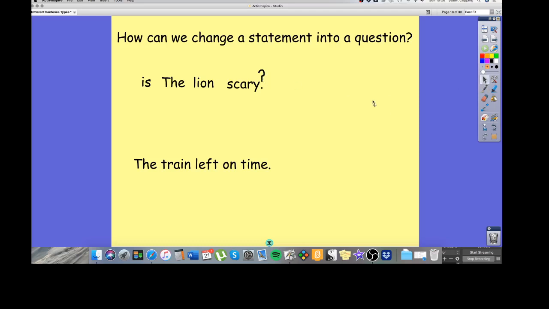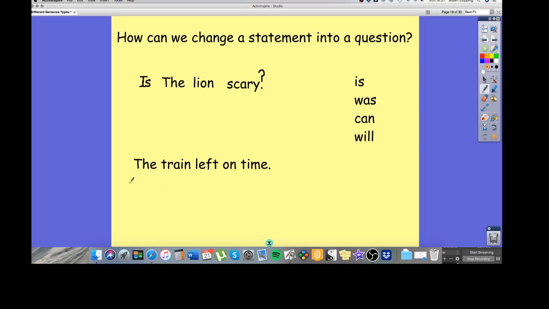And if any of your sentences have these 4 words in, is, was, can, will, if you put those to the front, that will be a way of changing your statement to a question. We need to make that a capital letter. So is the lion scary? The statement was the lion is scary. We move the is to the front of the sentence and then is the lion scary? And we've got to make sure that we put the question mark in at the end.